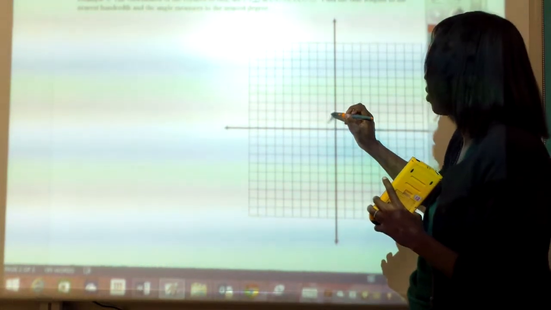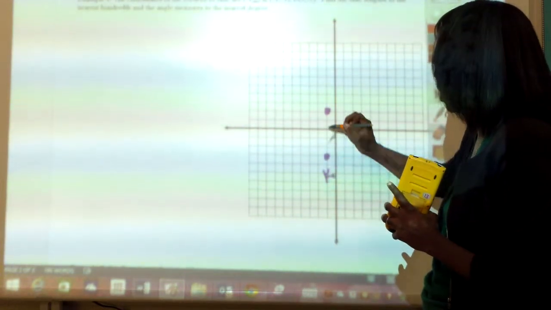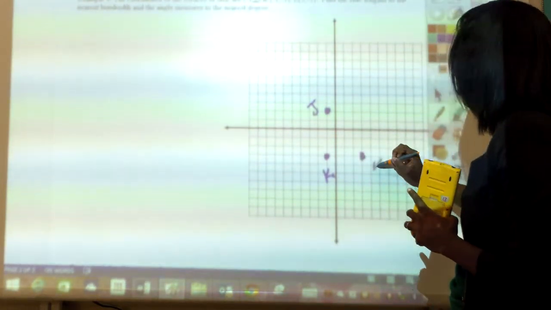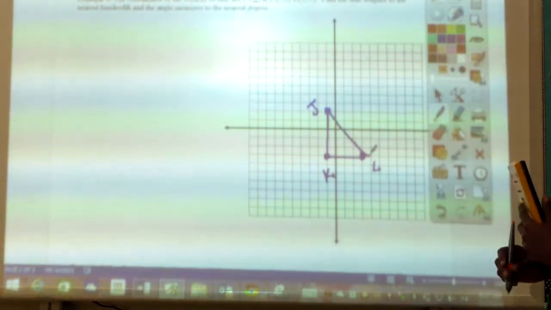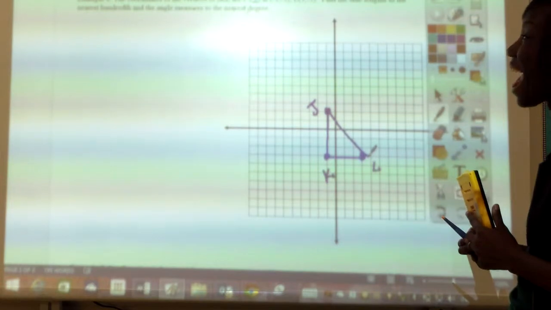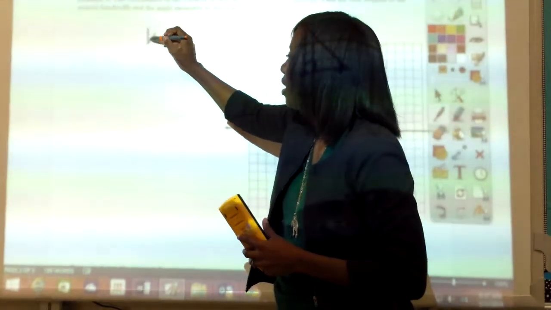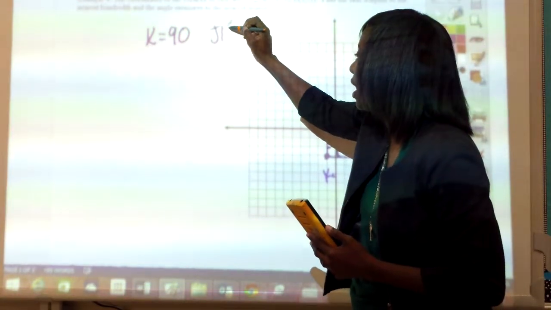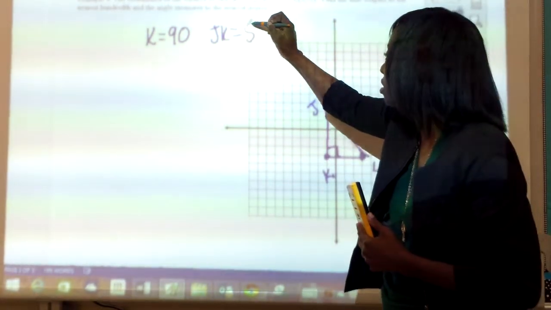Here it says the coordinates of vertices JKL are -1, 2, -1, -3. That's K and J, and 3, -3. That's L. So here's our figure. It is a right triangle. Find all the side lengths to the nearest hundredth and the angle measures. Well, we know this angle is going to be a 90-degree angle, so we can say K is equal to 90. Side lengths are pretty easy to figure out because we know JK, you can just count it because it's vertical. 1, 2, 3, 4, 5 units.